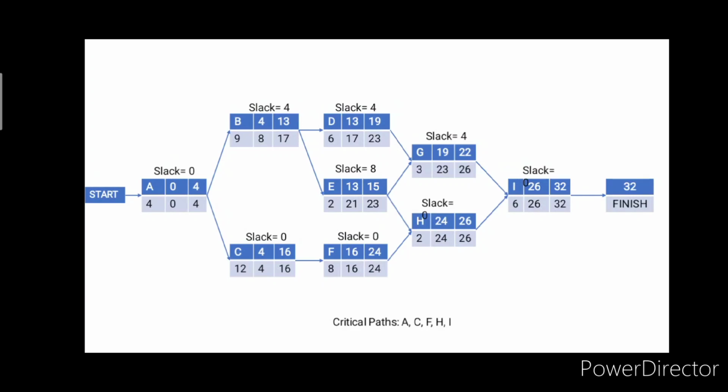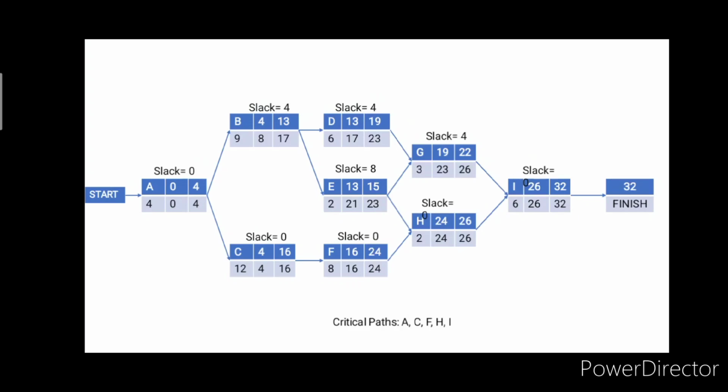Let's start. A has no predecessor. B and C need A to complete before they can start. D and E need B to complete. F needs C to finish. G needs D and E before it can start. H needs E and F before it can start. And I needs G and H to be completed and finished.